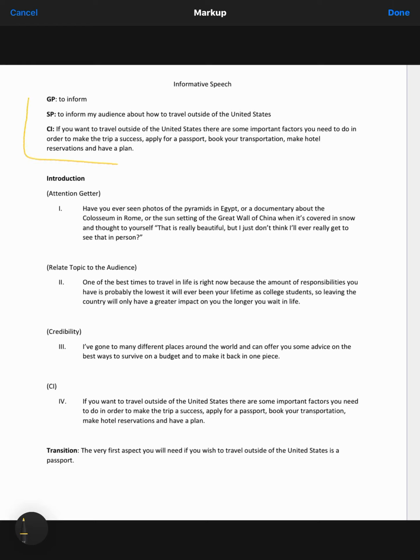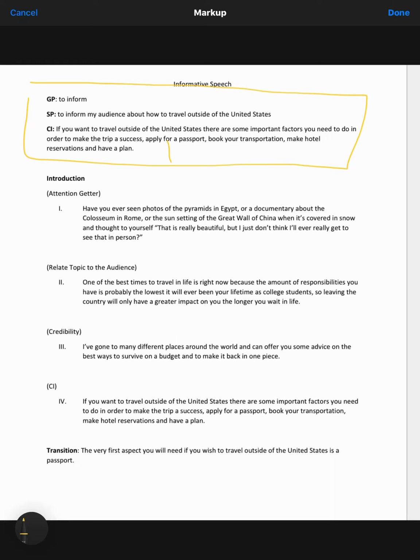And if you see at the top, that's exactly what the student did. They wrote the GP, SP, and CI: to inform my audience about how to travel outside of the United States. Notice the general and the specific purpose, how they're formed, and then you get to the central idea. If you want to travel outside of the United States, there are some important factors you need to do in order to make the trip a success.